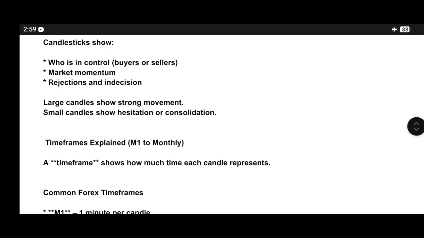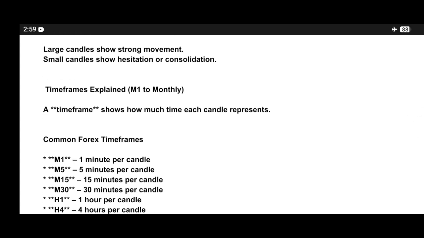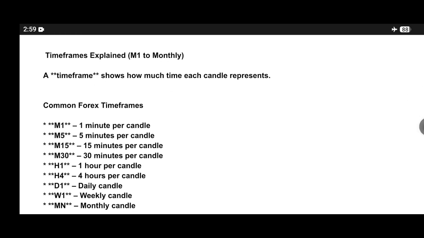Time frames explained, from 1 minute to monthly. Let me explain what a time frame is. A time frame shows how much time each candle represents. So common forex time frames are the M1, which is 1 minute per candle. We have the M5, which is 5 minutes per candle. It means that every 5 minutes a candle forms in the 5-minute time frame. M1 means every 1 minute a candle forms in the 1-minute chart.